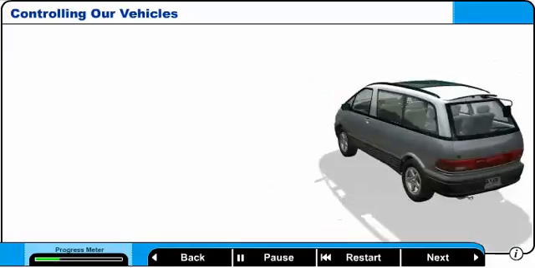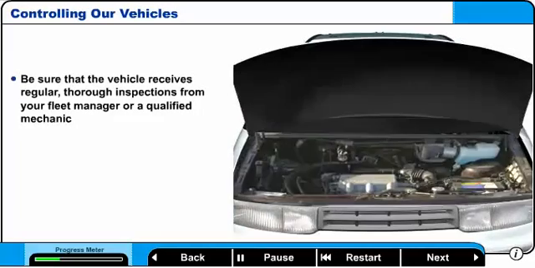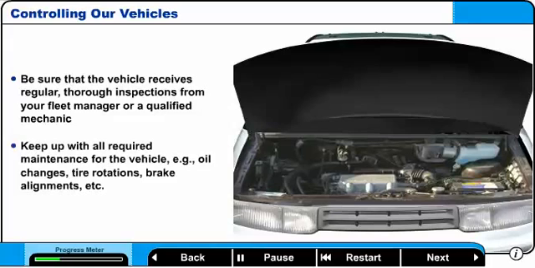In addition to inspecting the vehicle before each trip, be sure that the vehicle receives regular, thorough inspections from your fleet manager or a qualified mechanic. Also, be sure to keep up with all required maintenance for the vehicle, including oil changes, tire rotations, brake alignments, etc.